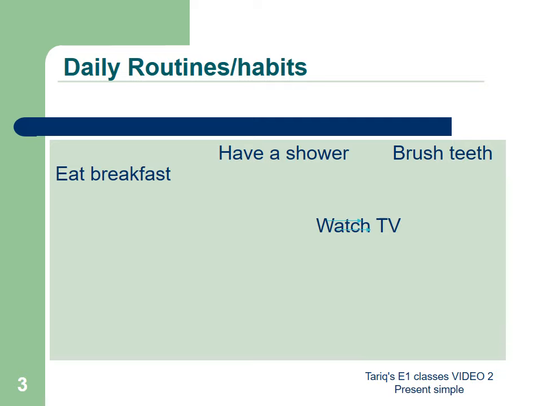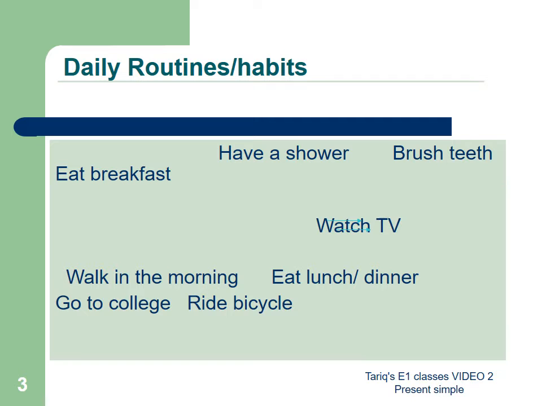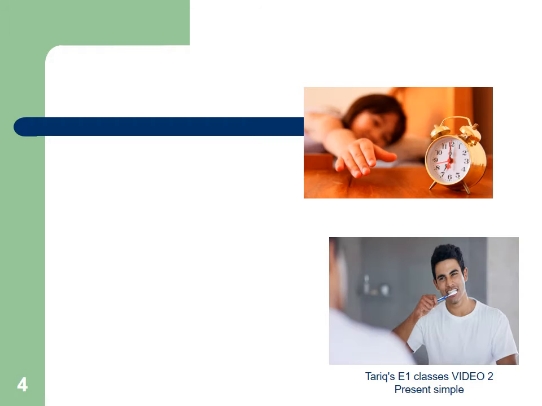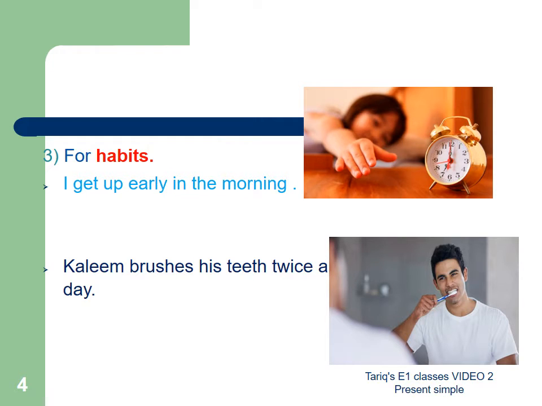Daily routines or habits. These are things which you do on a regular basis. Here are some examples. Eat breakfast, have a shower, brush teeth, watch TV, eat lunch, eat dinner, walk in the morning, go to college, ride my bicycle. So these are habits. I get up early in the morning. Kaleem brushes his teeth twice a day.